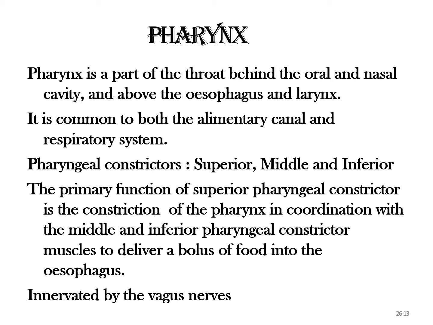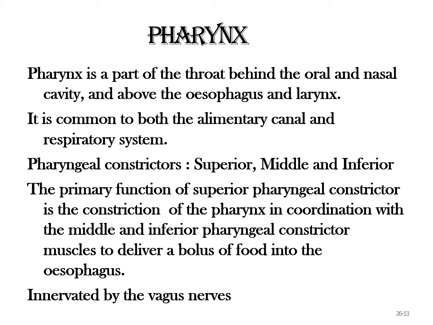The next part of the alimentary canal after the oral cavity or the mouth is the pharynx. The pharynx is the part of the throat behind the oral and nasal cavity and above the esophagus and larynx. It is common to both the alimentary canal and the respiratory system. The pharynx is provided with three types of pharyngeal constrictors, namely superior, middle, and inferior pharyngeal constrictors.